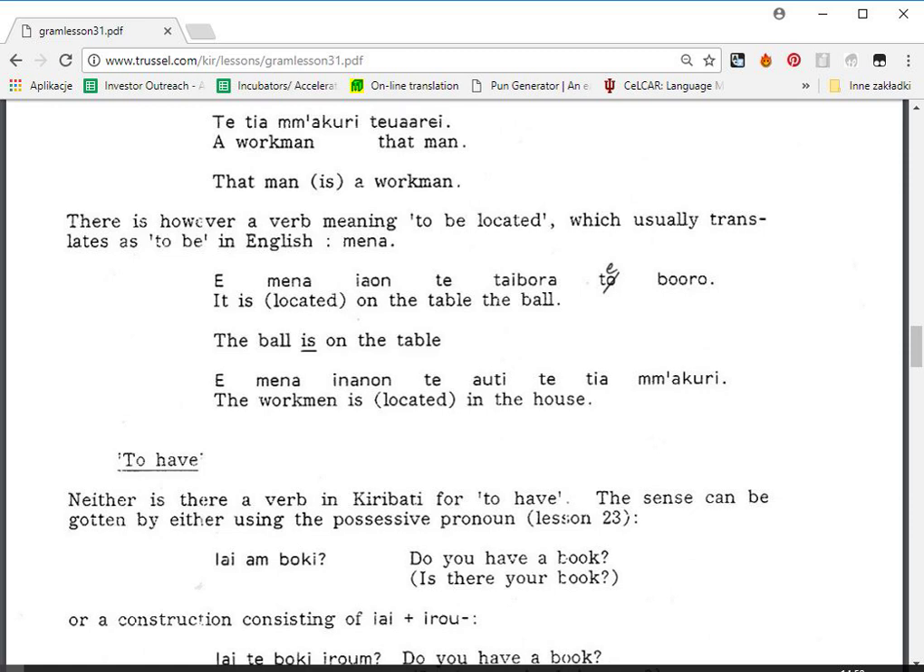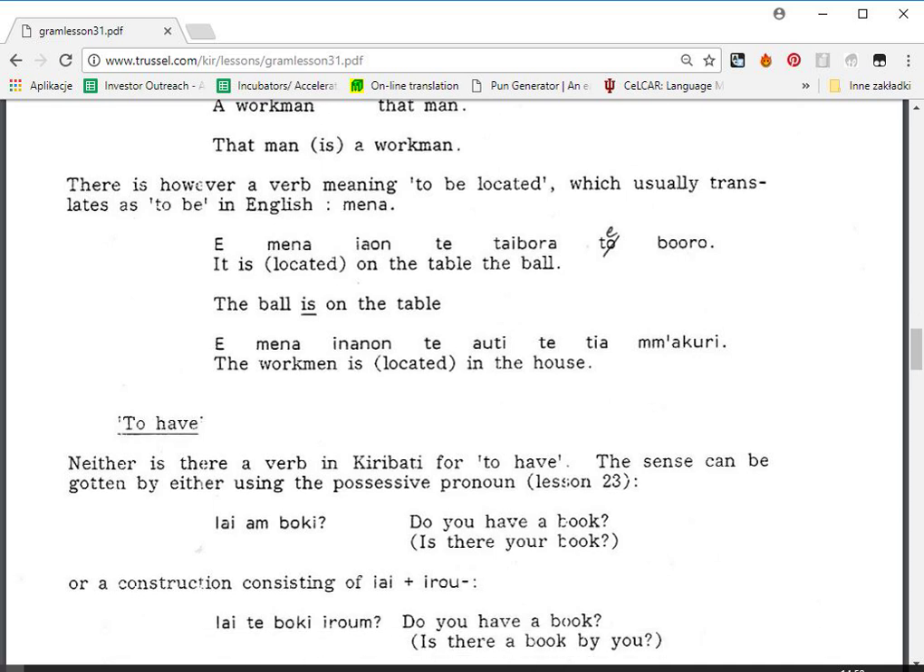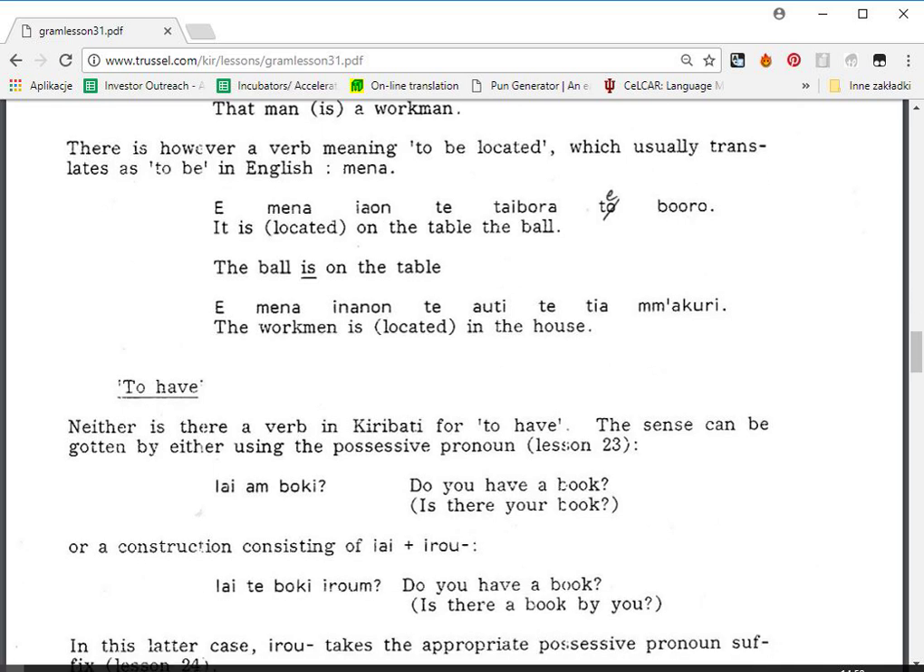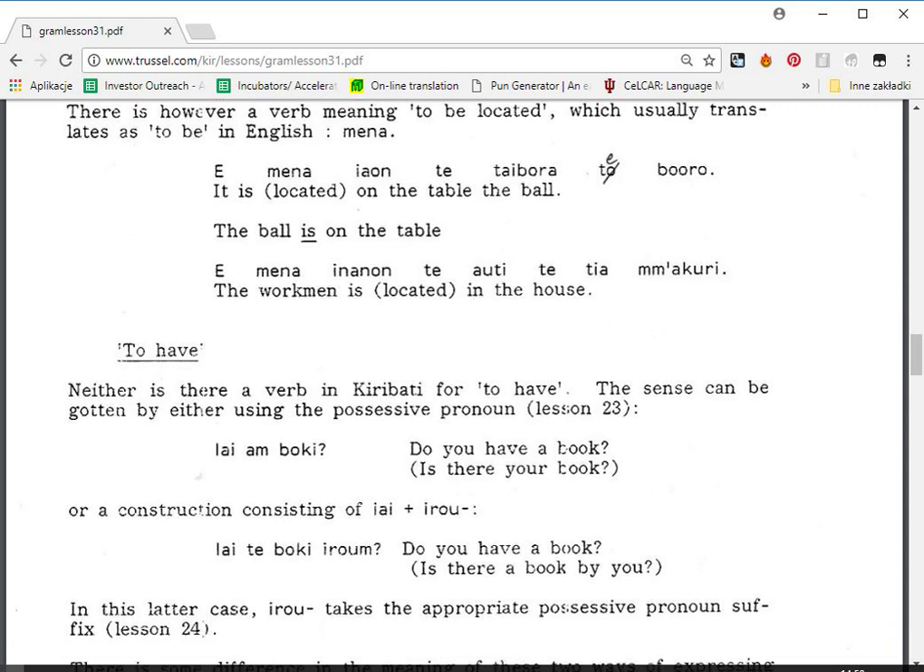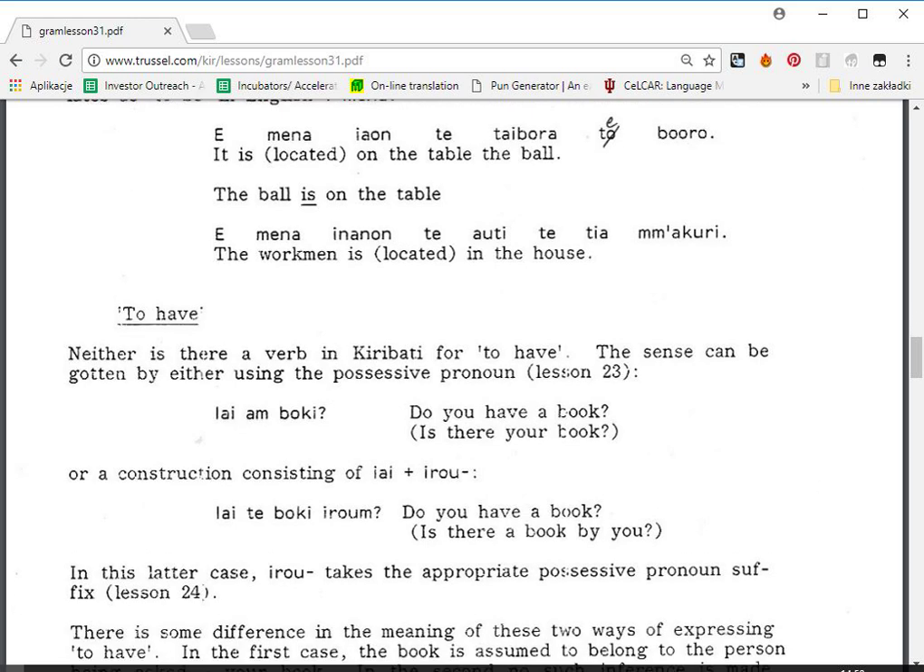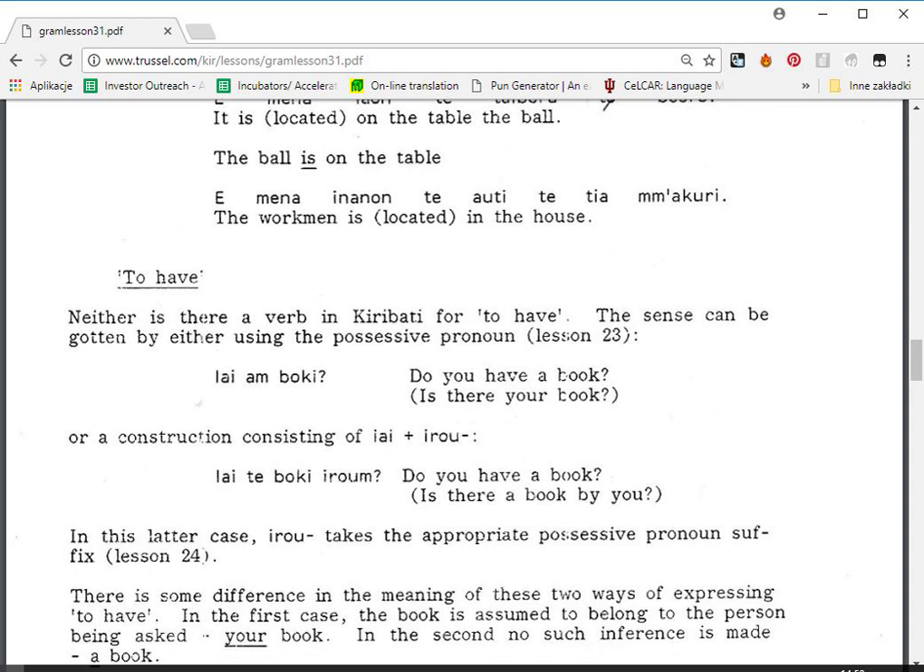There is, however, a verb meaning to be located, which usually translates to be in English. Mena. So, e mena iaon te taibora te boro, which means it is located on the table, the ball. So that in plain English would be the ball is on the table. So e mena, it is located, iaon te taibora, on the table, te boro, the ball. E mena ianon te aus te sia makuri. So the workman is located in the house.